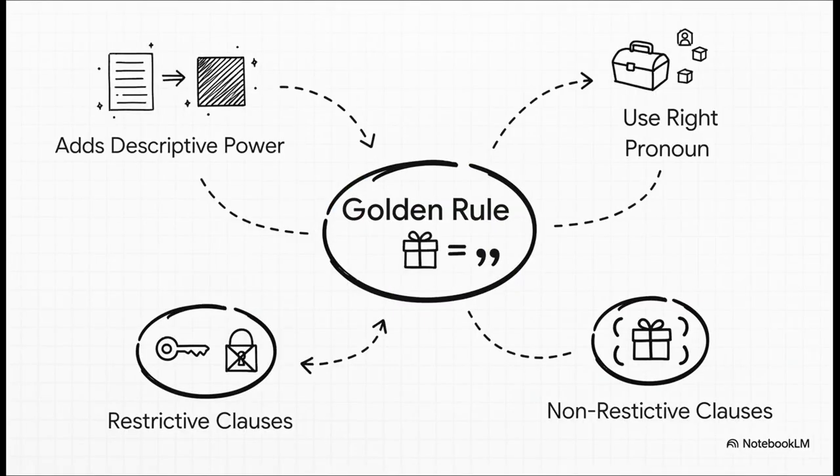So let's just do a quick recap. First, relative clauses are your secret weapon for adding descriptive power to your sentences. Second, always pick the right pronoun for the job, who, which, where, etc. And third, the biggest thing to remember is that golden rule. If it's essential information, a restrictive clause, no commas. If it's extra info, a non-restrictive clause, you use commas. In other words, extra info equals extra commas.